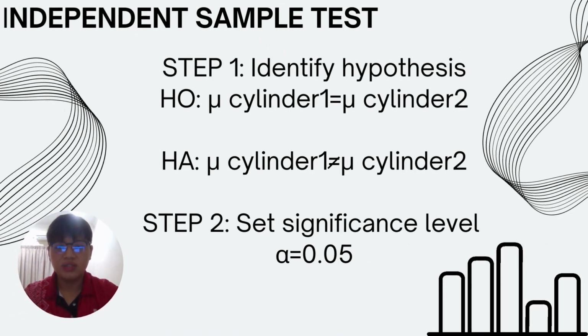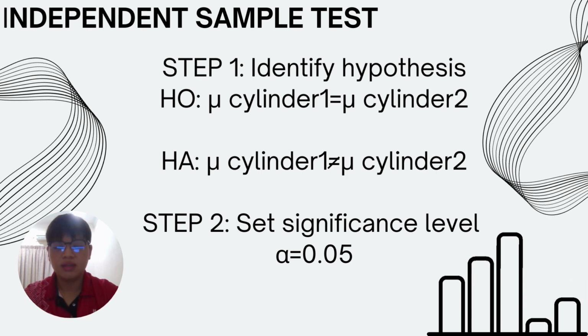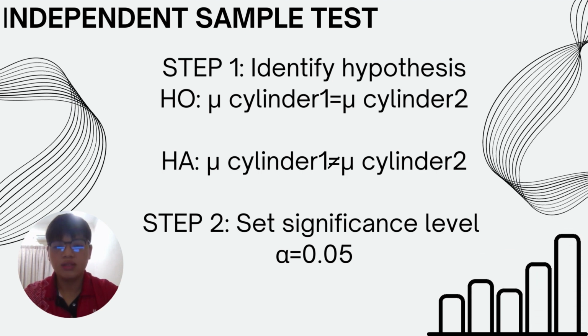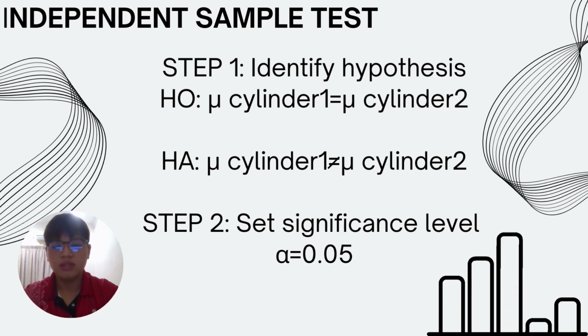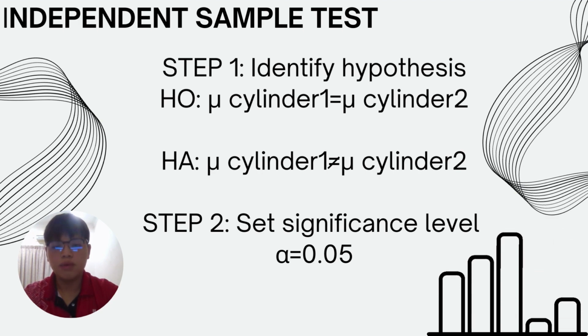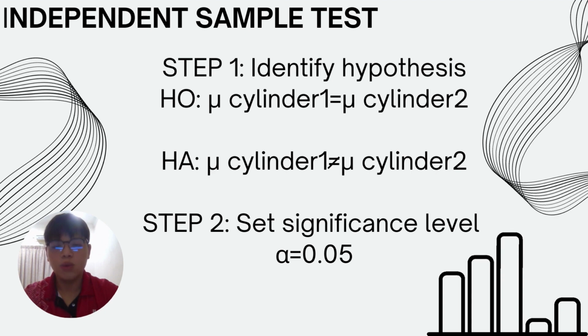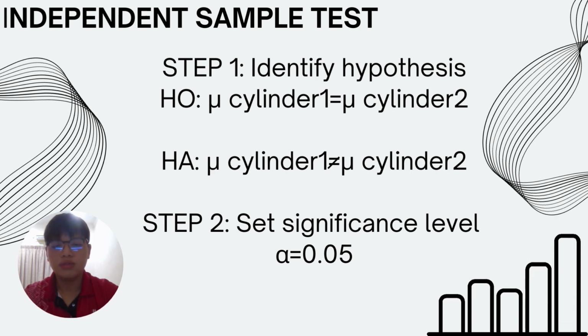Now I will continue to present the independent sample test in our assignment. We use weight as our variable in this part. There are 5 steps to complete the independent sample test. The first step is to identify hypotheses. We need to identify the alternative hypothesis and the null hypothesis. The alternative hypothesis that our group identified is weight mu cylinder 1 not equal to weight mu cylinder 2, and the null hypothesis is weight mu cylinder 1 equals weight mu cylinder 2.